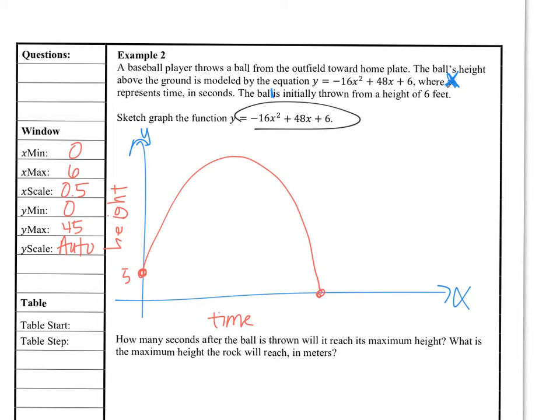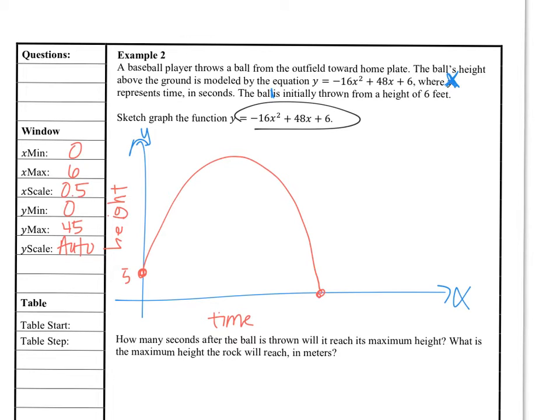Okay, so this is what mine looked like after I've adjusted the window. I had 0 and 6 as my min and max for x, the scale of 0.5, 0 and 45 with a scale of auto for the y's. So it looked a little bit like this, and I'm asked how many seconds after the ball is thrown will it reach its maximum height, and what is the maximum height?